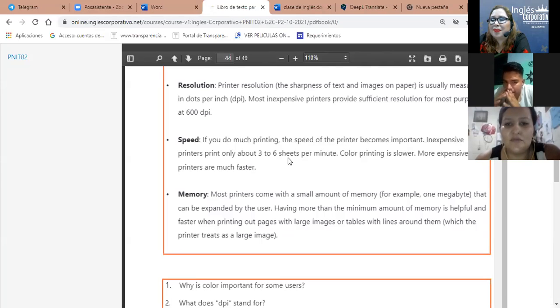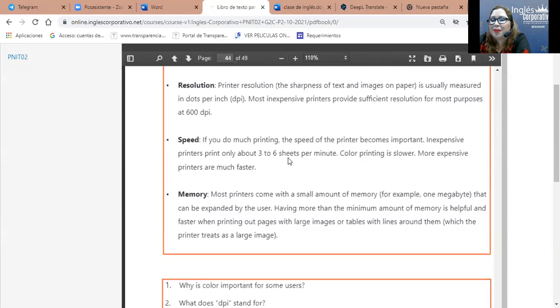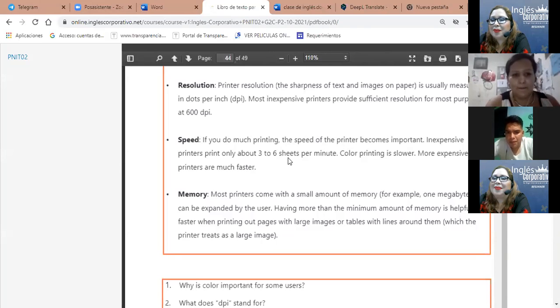The speed of the printer becomes important. So how would number four be? It would be: the speed of the printer becomes important. Becomes important. The color printer is slower.